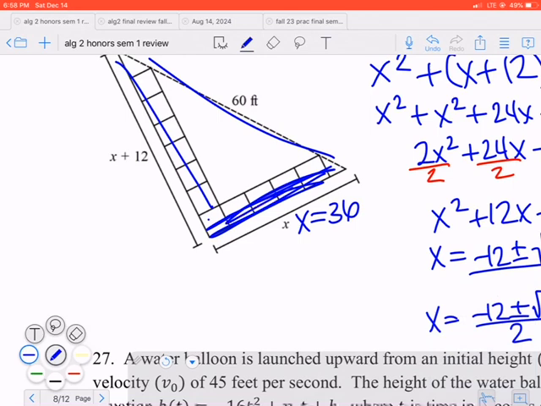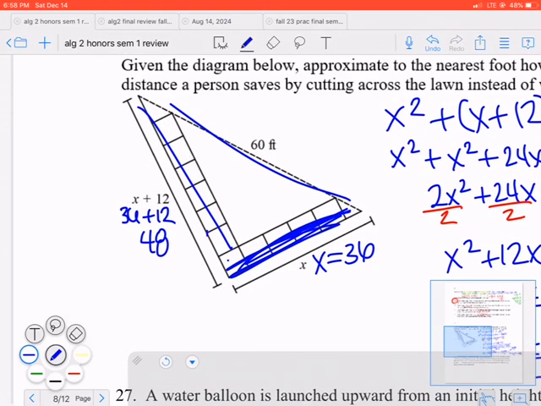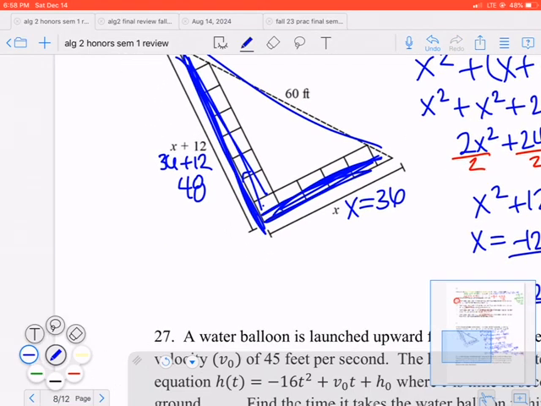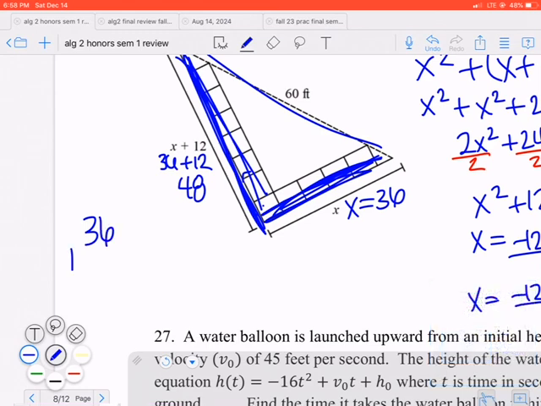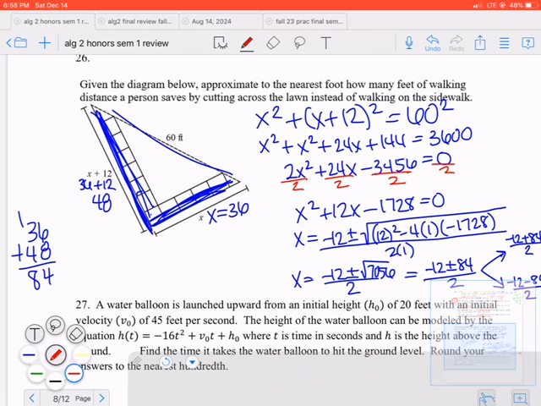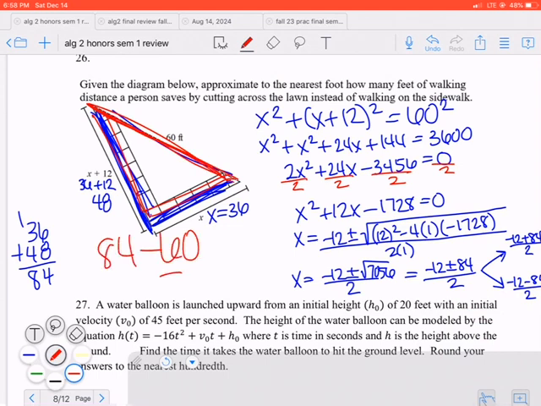And so that's this side of the walkway. And x is 36, so 36 plus 12 is 48, is this side of the walkway. So the person walked 36 plus 48, is 84. The question was how much they save by cutting across. So if they walk this way, that's 84 feet. And if they cut, it's 60. So I find the difference, and that's 24 feet.